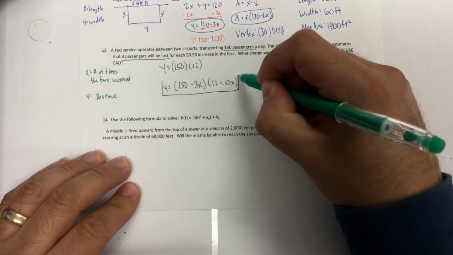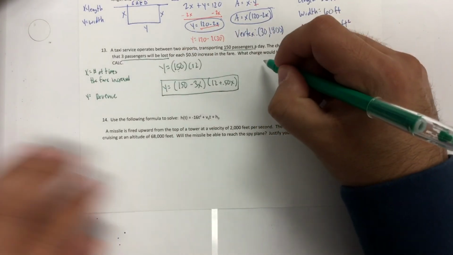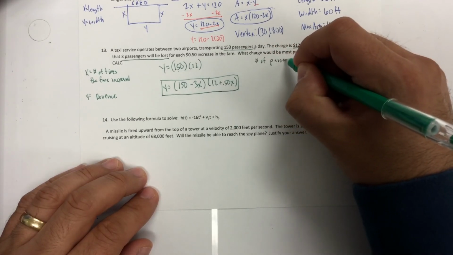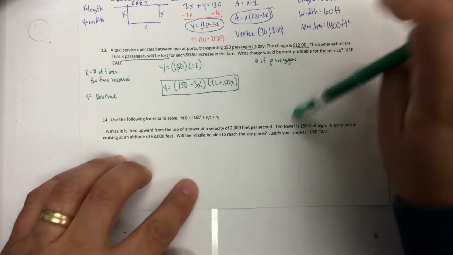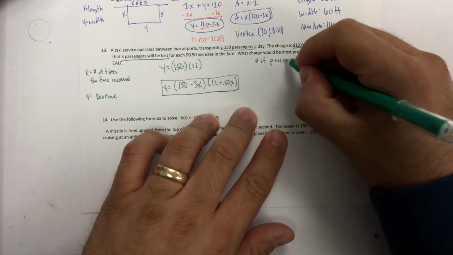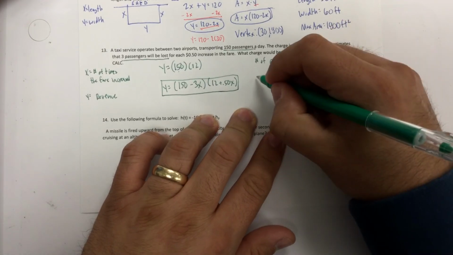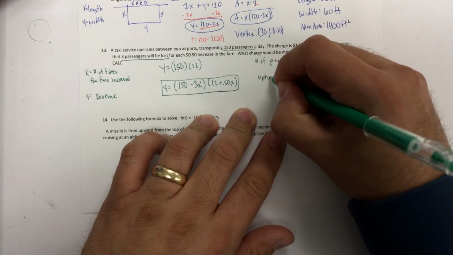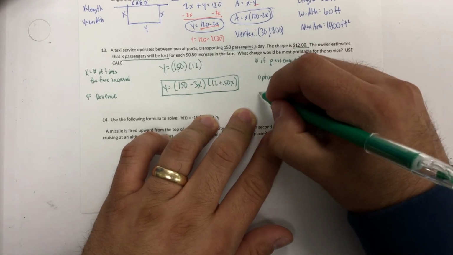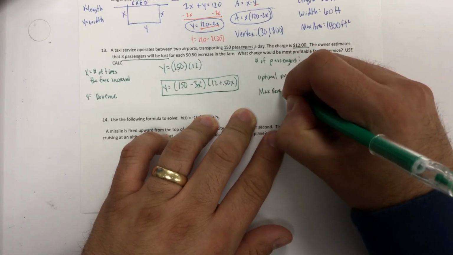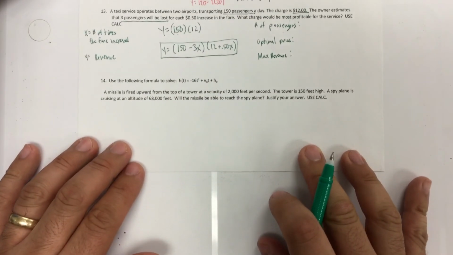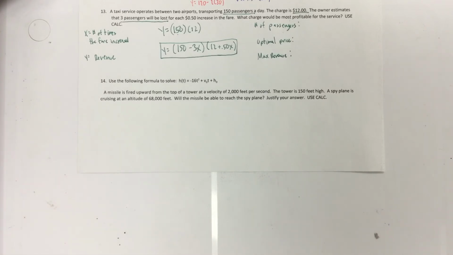We're going to type this equation into Desmos. We're going to want the number of passengers, the optimal price, and the max revenue. All right, so let's go ahead and plug this equation into our calculator, and then we're going to figure out what X and Y are.